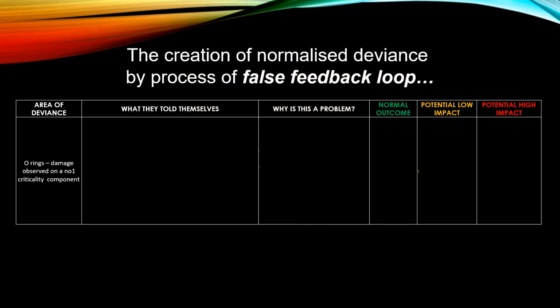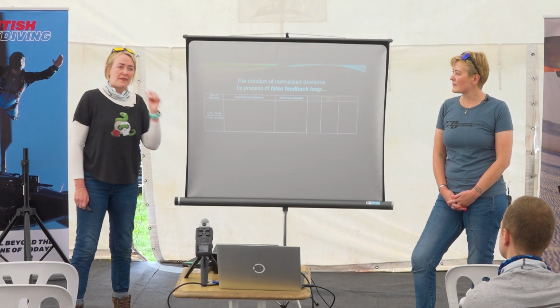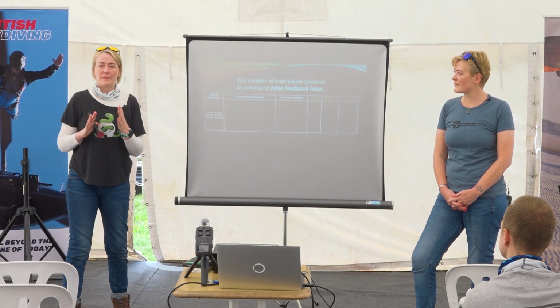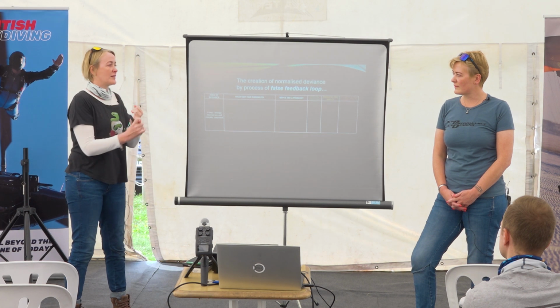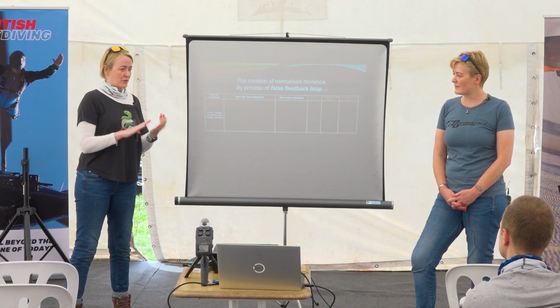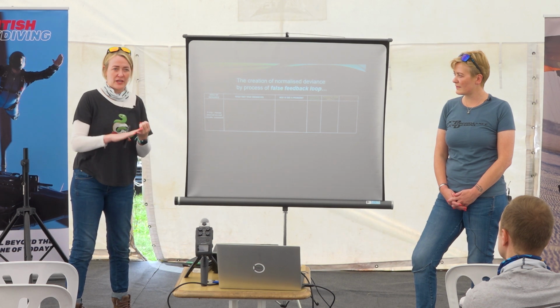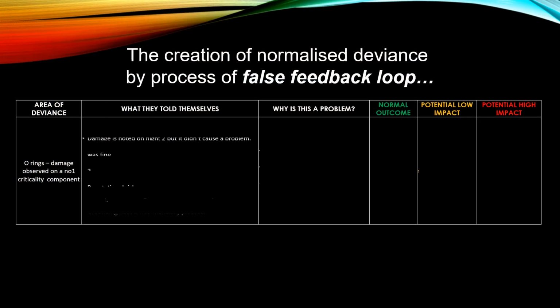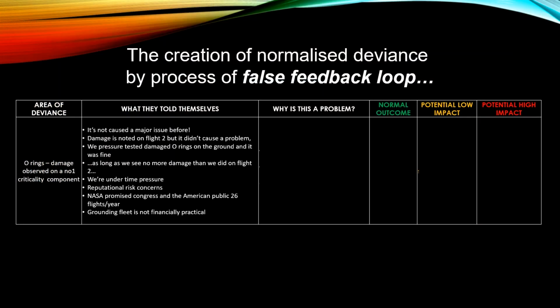So this is just a bit more of a detailed explanation of this thing that Victoria's talking about, the O-rings. So the area of deviance is the O-rings, and they observed damage on a #1 criticality component, and that meant with their own standard operating procedures, if they saw any damage on a #1 criticality component, that meant that it could result in the loss of the entire ship and the death of all the astronauts on board. So they knew this.